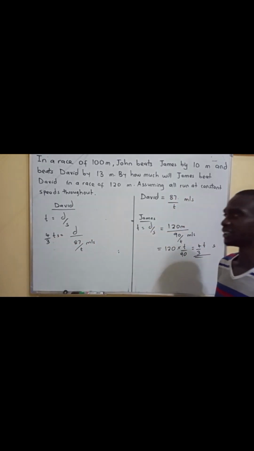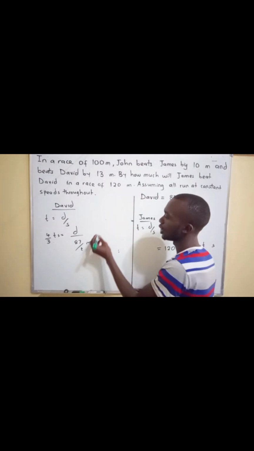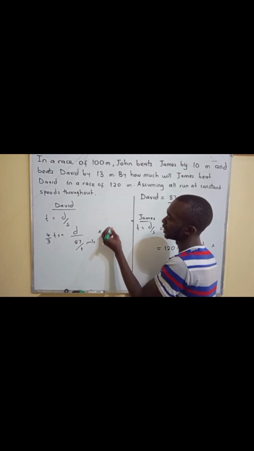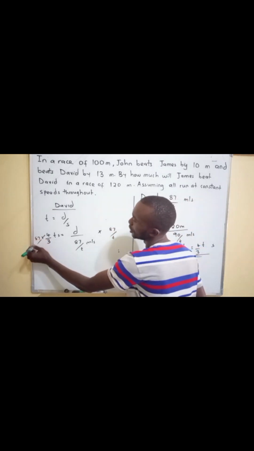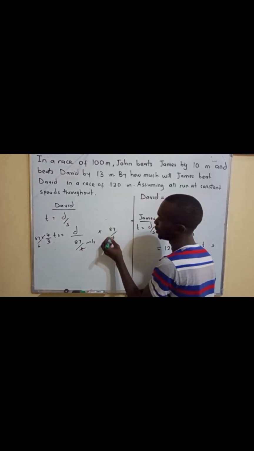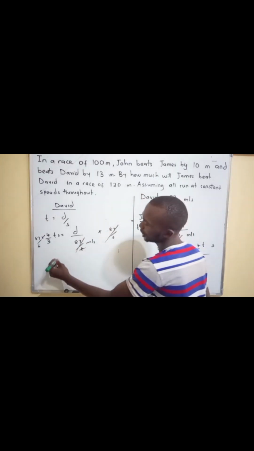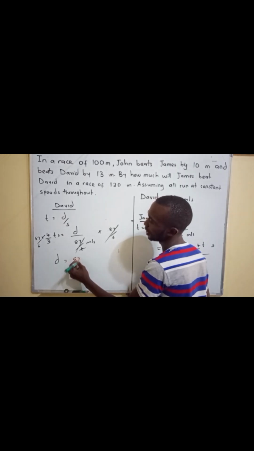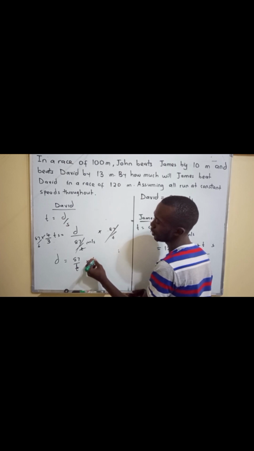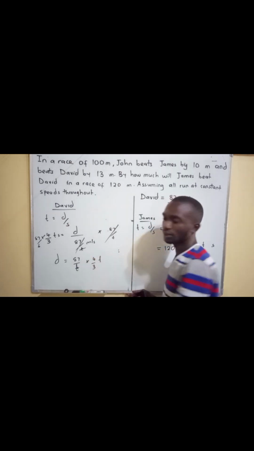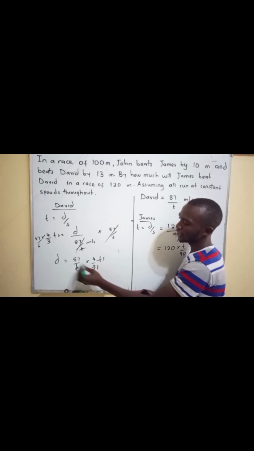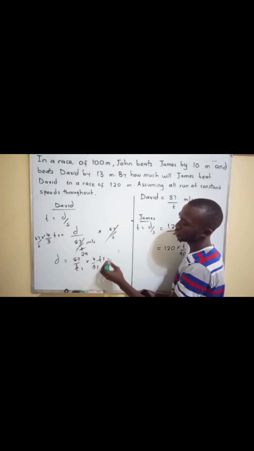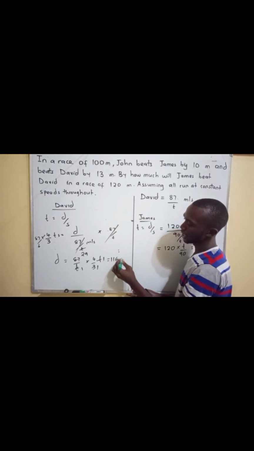Now to get the distance traveled by David in this given time, you multiply both sides by 87 over T. So this cancels this one. So the distance covered is equal to 87 over T multiplied by 4T over 3. So T over T cancels, and 87 divided by 3 is 29. So 29 times 4 gives you 116 meters.